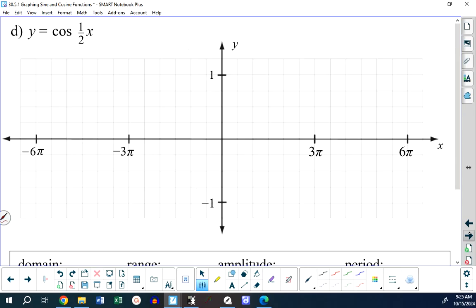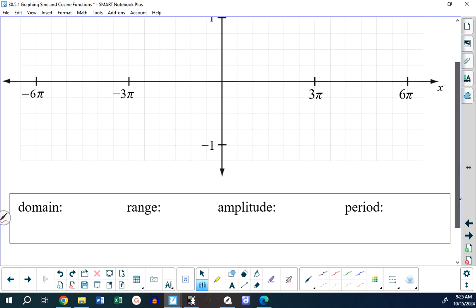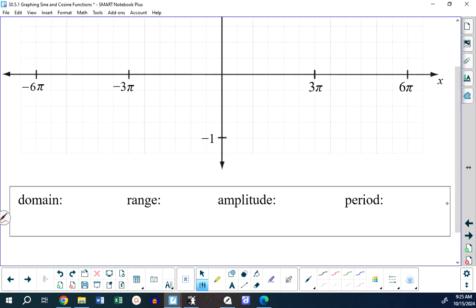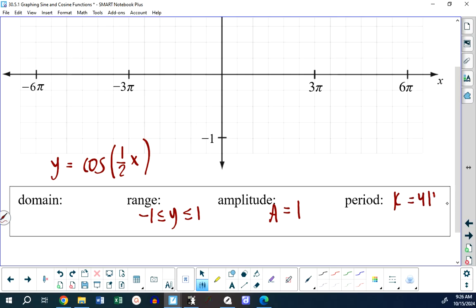So let's try this without graphing it, and then I'll graph it on the graphing calculator for us. Okay? It's cos of 1/2 x. It's y equals cos of 1/2 x. Well, I'm going to talk about the period here. Why is the period 4 pi?